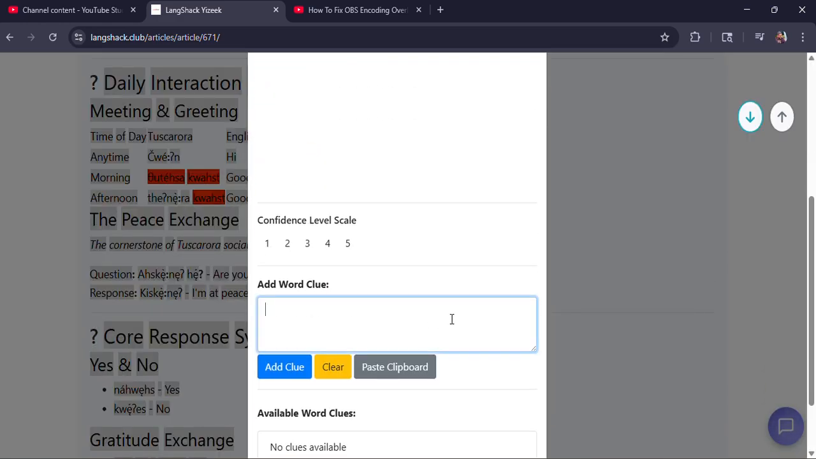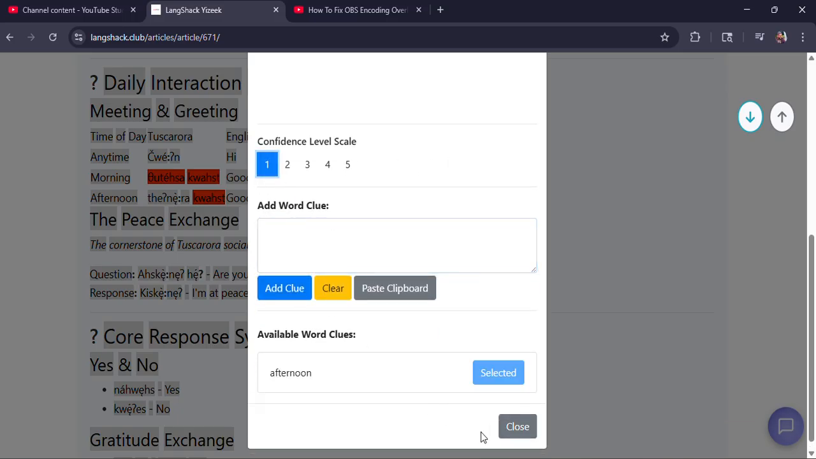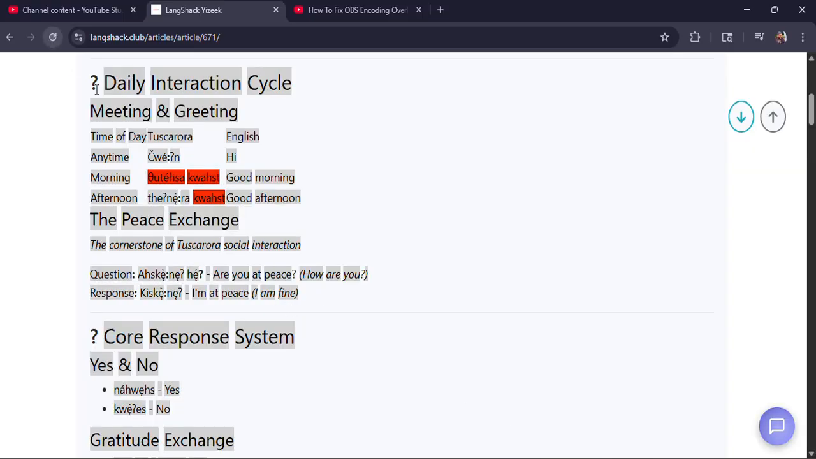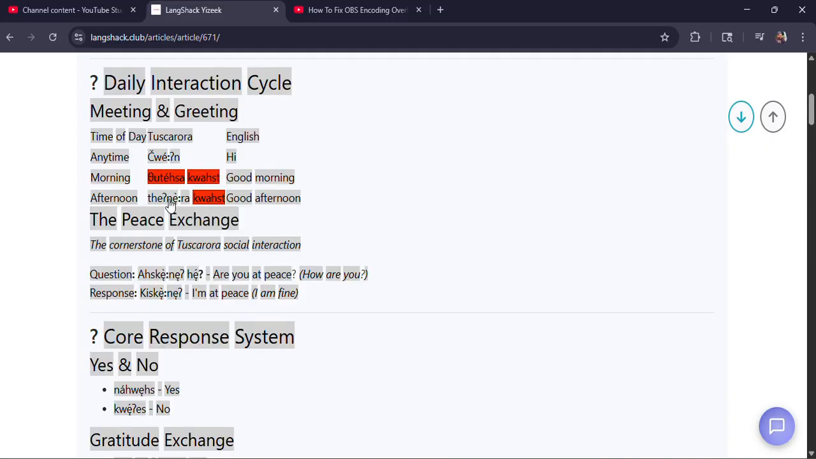Thenera. Okay, this means afternoon. Let me see if this saves. It might not, because the period might not allow it to save. No, it didn't save. Okay, no worries. Just extra programming I gotta do.